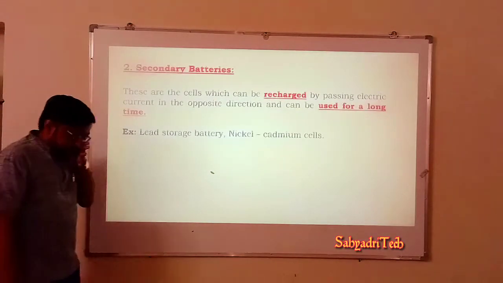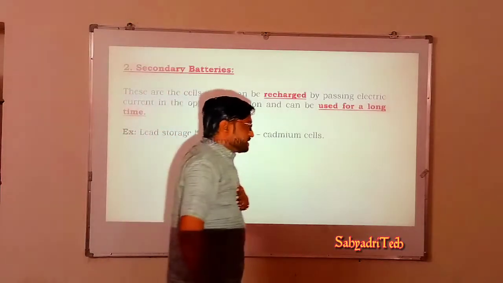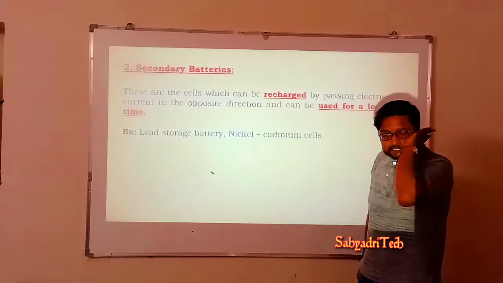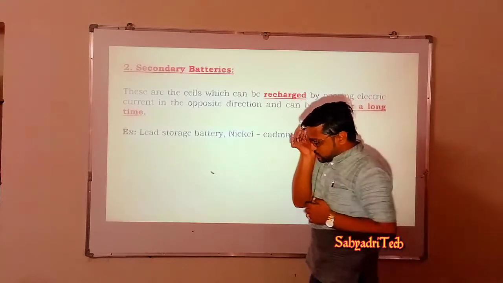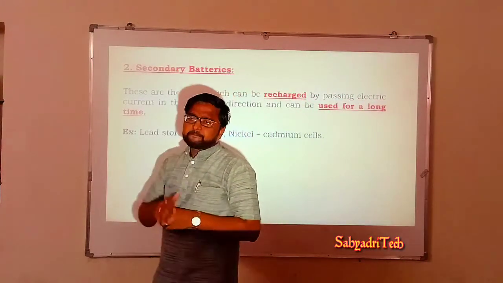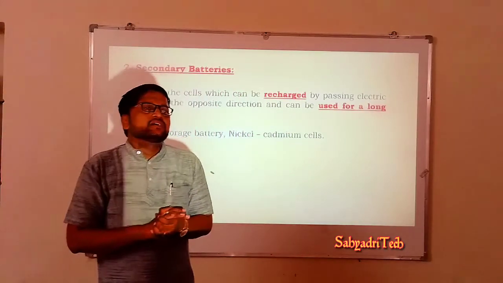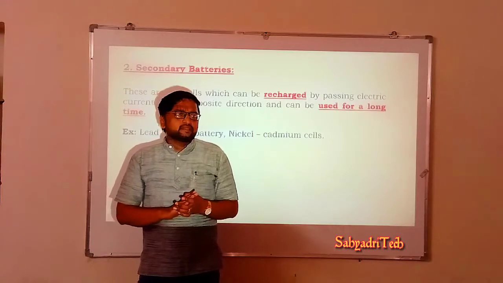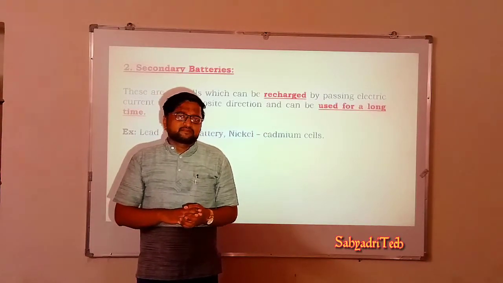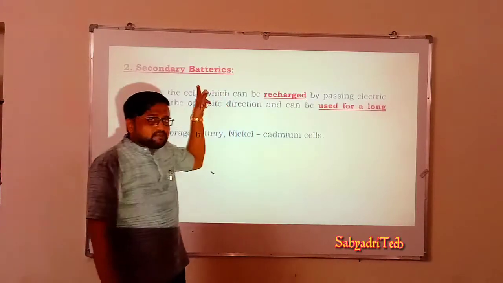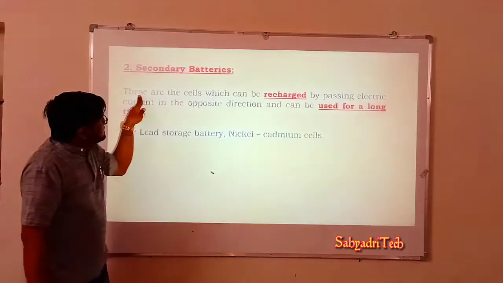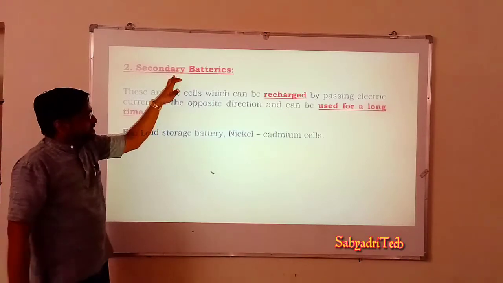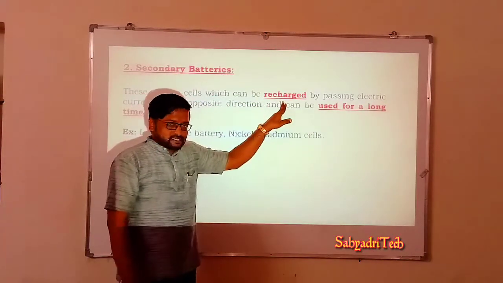Coming to the second type of batteries, that is secondary batteries, or secondary cells. Well, what are secondary batteries? Before going to this, for primary batteries we said they are the batteries which become dead over a period of time and cannot be recharged. But secondary batteries, what happens? These are also galvanic cells, which can be recharged.